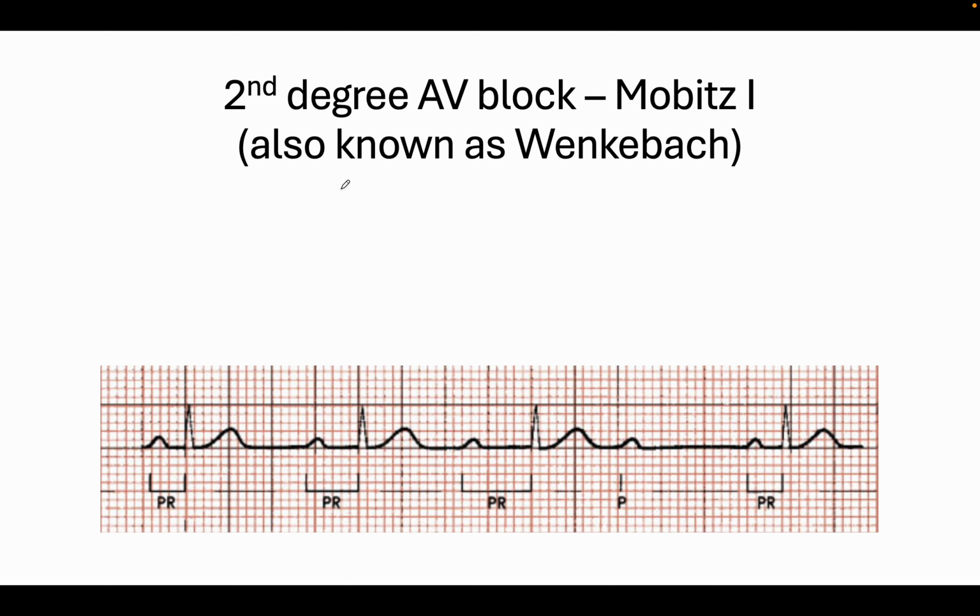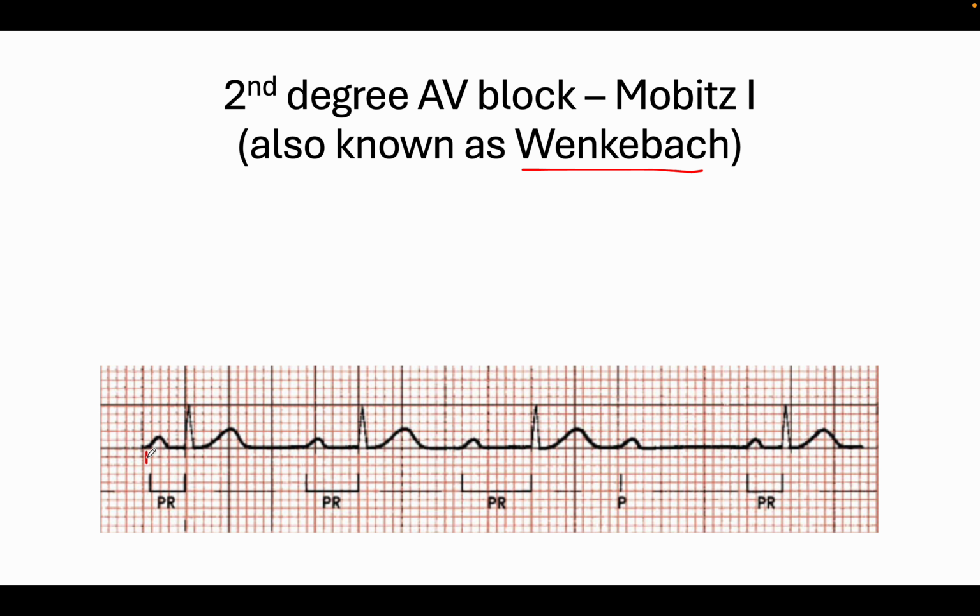So now we move on to second degree AV block. Second degree AV block is split into two types: Mobitz type 1 and Mobitz type 2. We're going to go through Mobitz type 1 first because it's the more complicated of the two. Mobitz type 1 can also be called Wenckebach because of the person who probably discovered it. So what is Mobitz type 1? Mobitz type 1 is when you get PR interval variation with each consecutive beat.